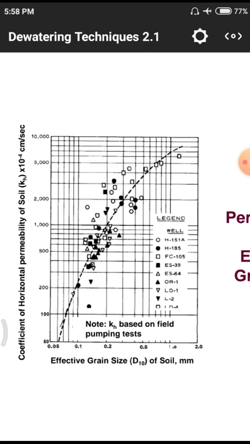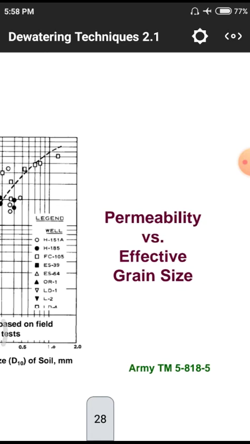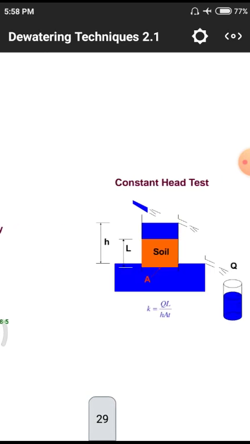It means D10, and likewise we have others. D10 is the diameter of the particle size.